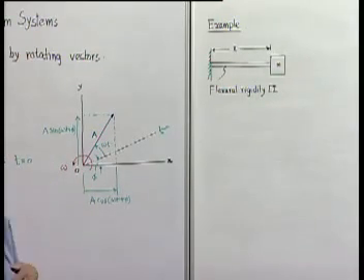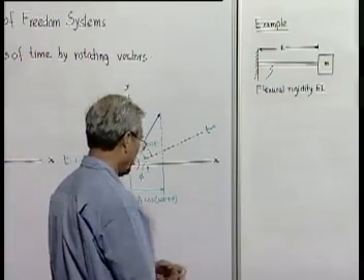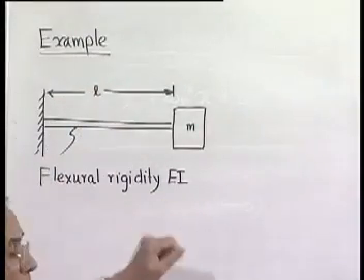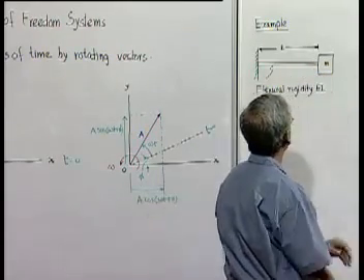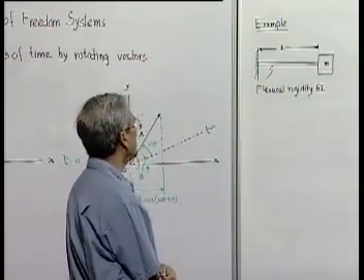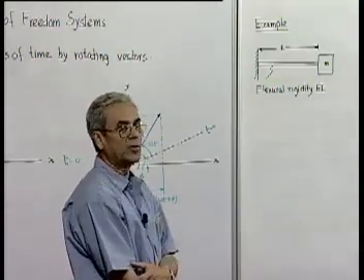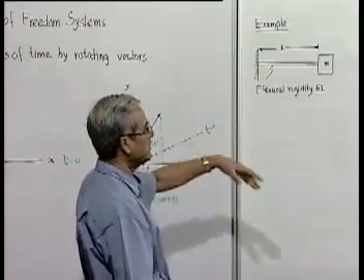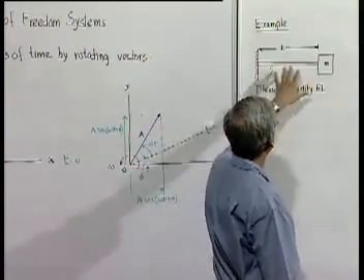So the problem is like this: we have a cantilever beam of length L, and the flexural rigidity, that is the product of its second moment of area of the cross section and the modulus of elasticity of the material, EI. At the free end of the cantilever beam, we have placed a block of mass M. We also mention that the mass of the cantilever beam at this stage we can ignore compared to the mass of the block at the end. So, therefore, we will treat the cantilever beam as a simple spring element, and it does not possess any inertia.